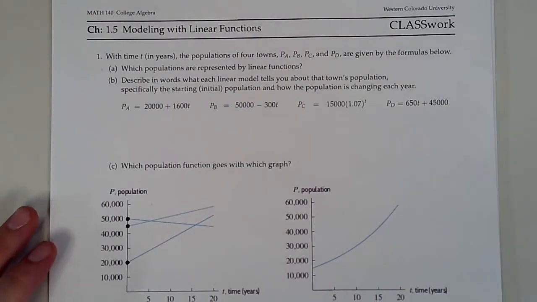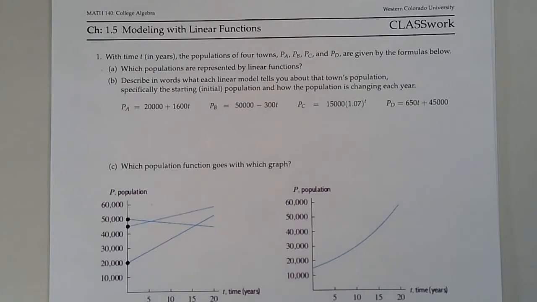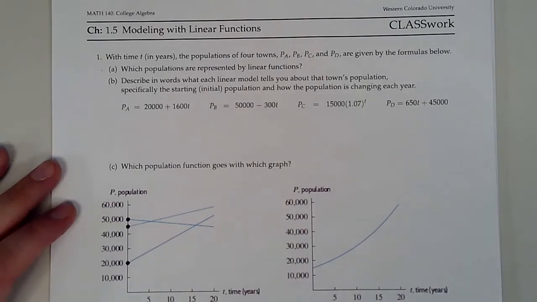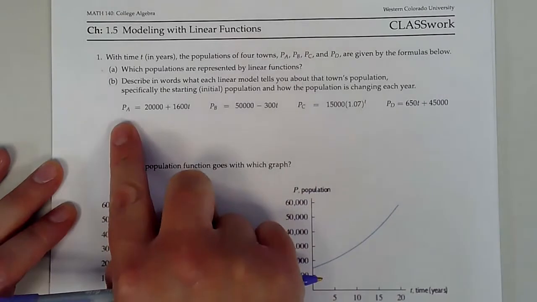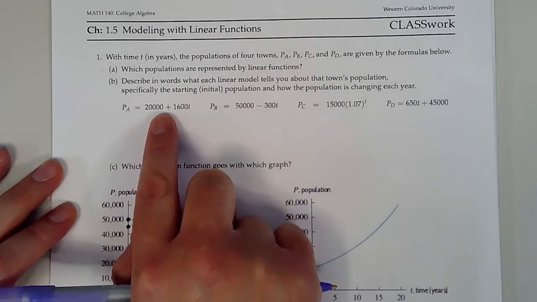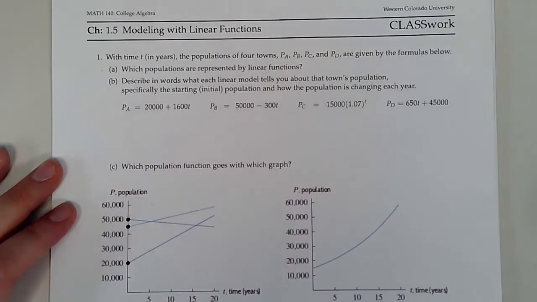Section 1.5 is modeling with linear functions. So what we're going to do is look at taking real-world situations and how we can model them using a linear function. We're going to start out by looking at this example. We have 4 different towns, and each town has a different population associated with it, and it's given by these functions here. So town A, for example, is 20,000 plus 1,600t.